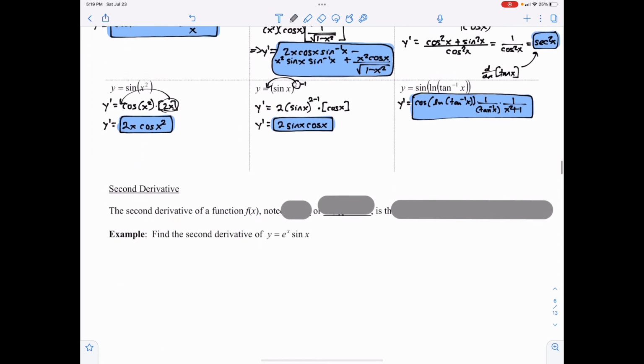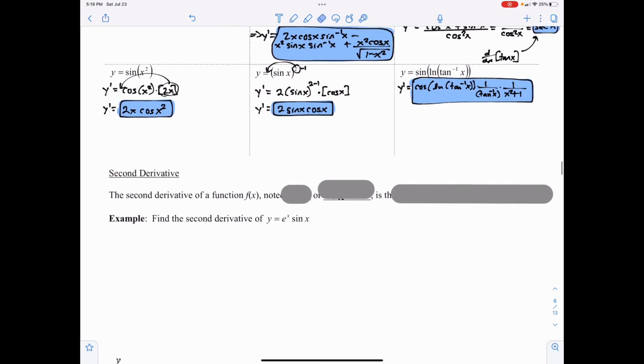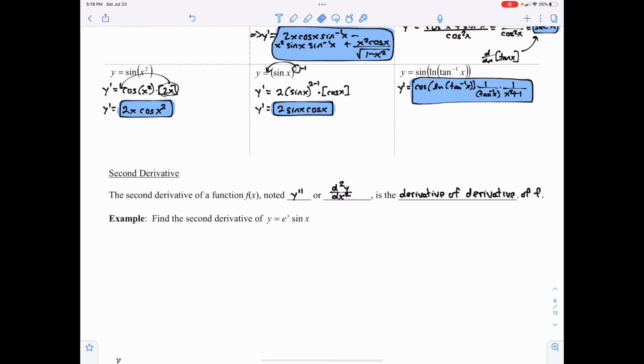Now let's take a look at the second derivative. The second derivative of the function f of x, noted y double prime or d squared y dx squared, means the second derivative with respect to, in this case, x. It would just be the derivative of the derivative. So if we take the derivative of x and then take the derivative one more time, we have the second derivative. Let's take a look at this example.